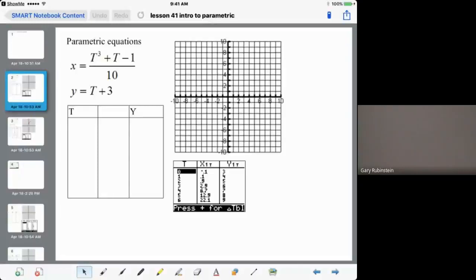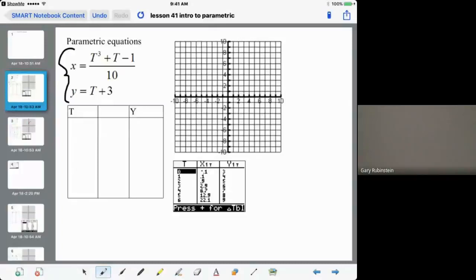A parametric equation is something like this, where there's actually two equations. One says x equals, one says y equals, and there's this third mysterious variable called t. And when I put those two things together, those qualify as a single parametric equation. And the way it works is, with a regular xy equation, usually we make the x value the independent variable and the y value the dependent variable. But for parametric equations, the independent variable is not x or y, but the independent variable is t.